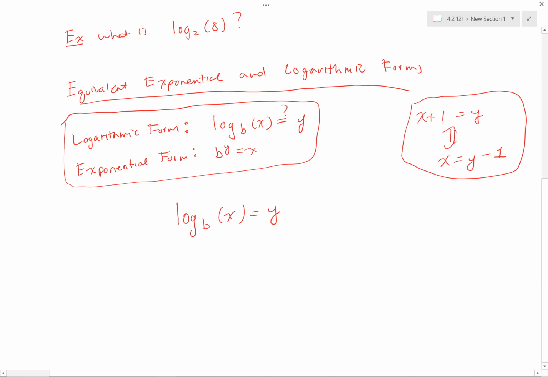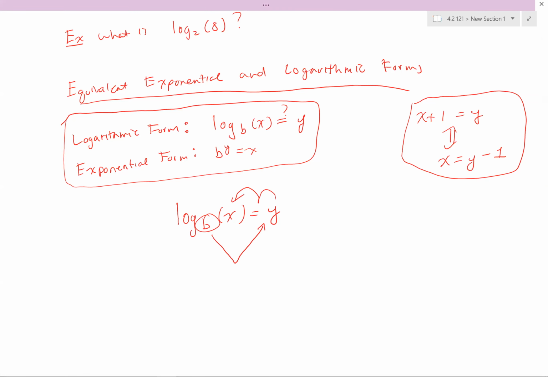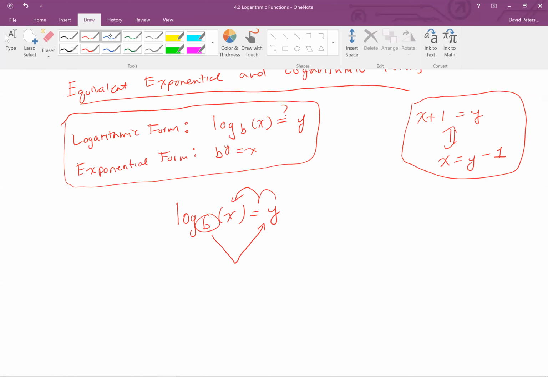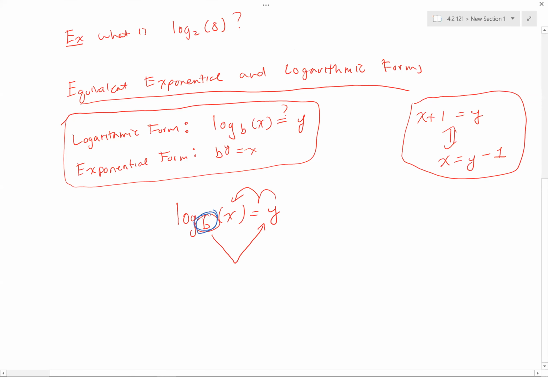You always start with the base. So here's the base b. Starting with the base, you can create this little heart shape. This is equivalent to the equation b to the other side of the equation, y, is equal to what's inside. So we get this little heart shape. Starting with this base here, b to the y is equal to x.